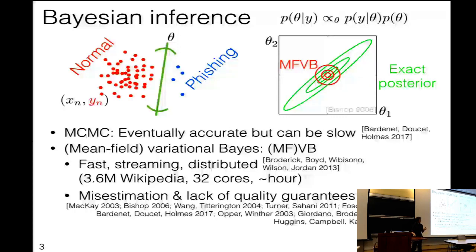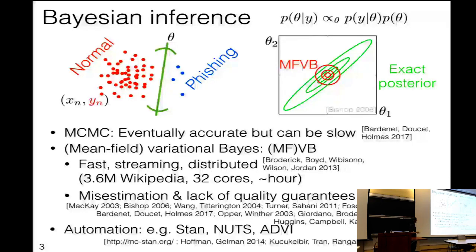But it turns out in other cases we can show that, in fact, not only can you arbitrarily badly underestimate the uncertainty, but you can very, very badly estimate the point estimates, the means. Okay, so we really want something that's both fast but also accurate. Remember, we want something that we can trust.